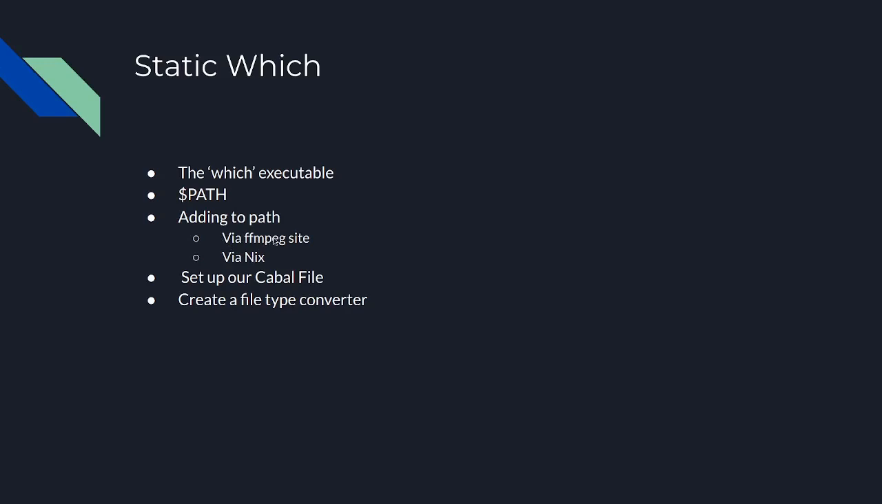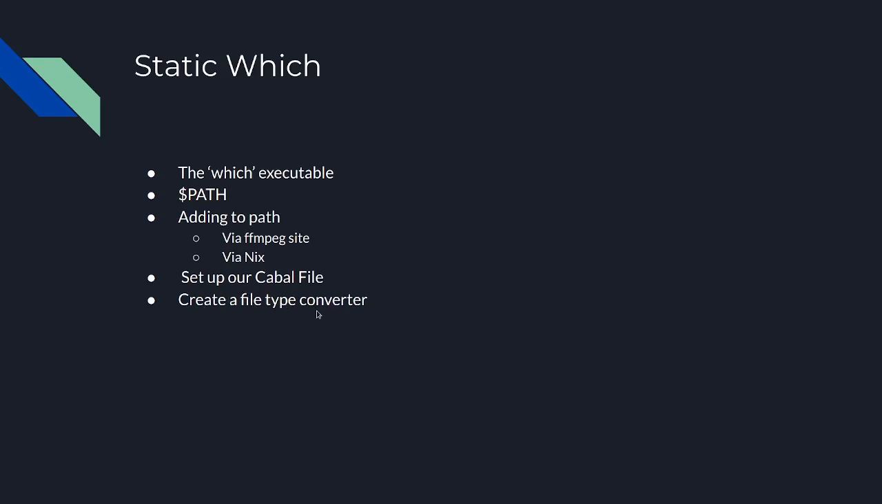If you are not following along through Nix, then you'll need to go through the ffmpeg site to add ffmpeg to your path, as well as cabal install, GHC, and all the normal stuff for Haskell. But we'll be using Nix because I think that's just simply a lot easier, especially when there's someone to walk us through it. Me. And then we'll set up our Cabal file, our Nix file, and then create a file type converter.